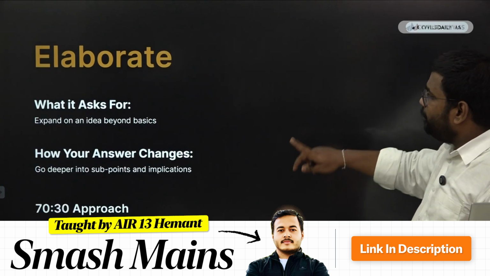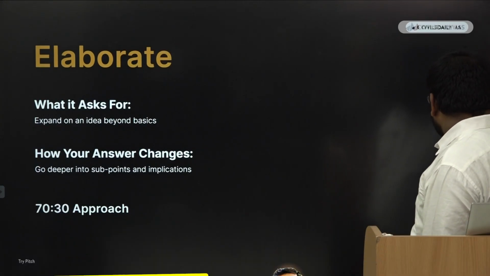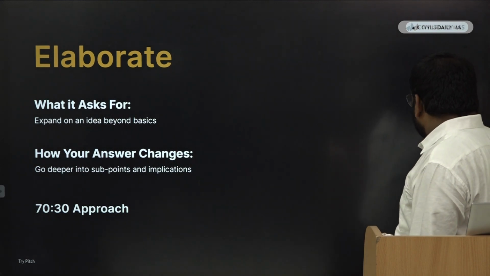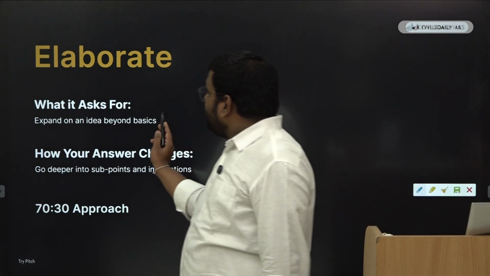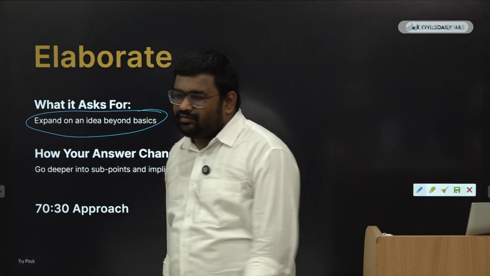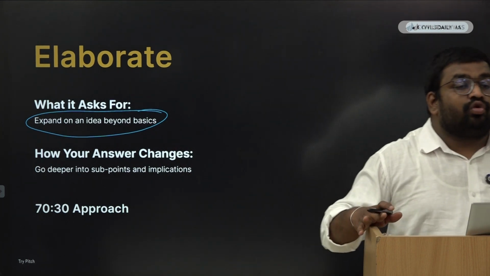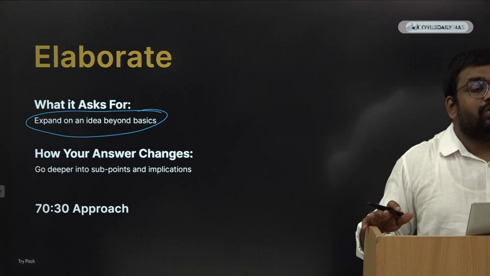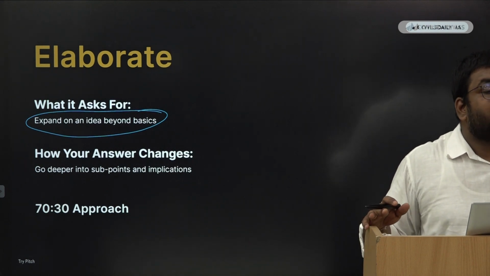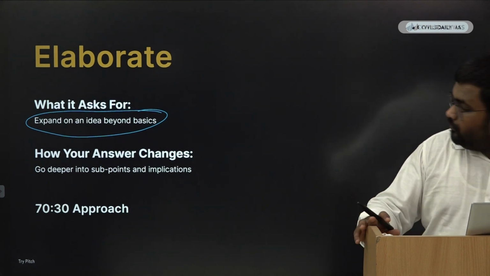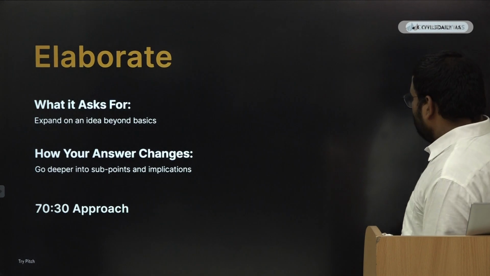Next is elaborate. Again, elaborate is also same like enumerate, where you expand on the idea beyond basics. Basically, that also means whatever dimension you are covering, just don't give the example of it. Try to elaborate briefly upon it or try to explain that point. Okay. Again, 70-30.